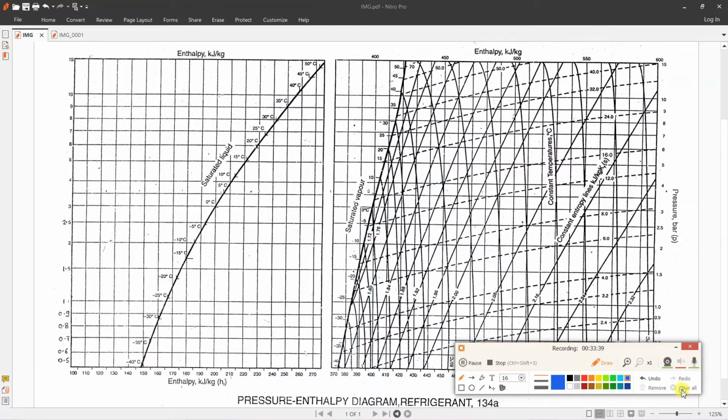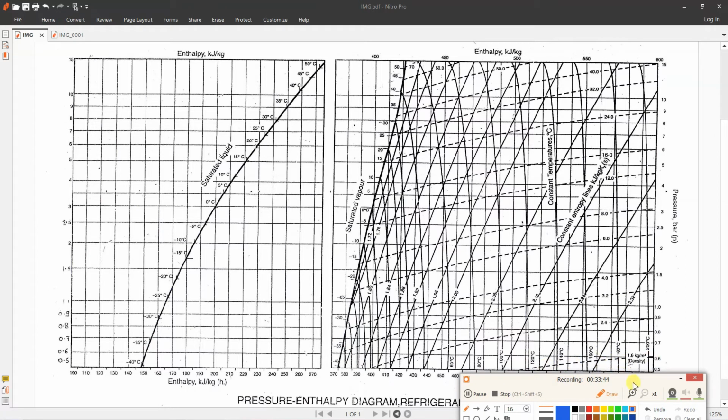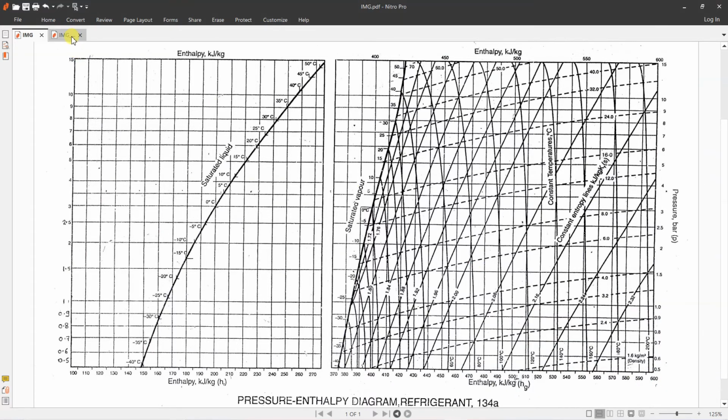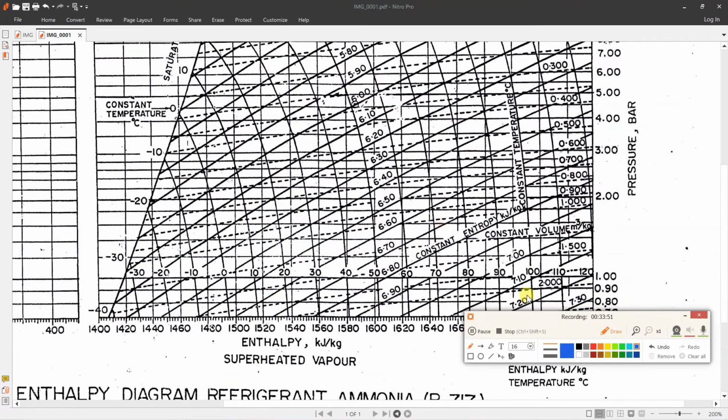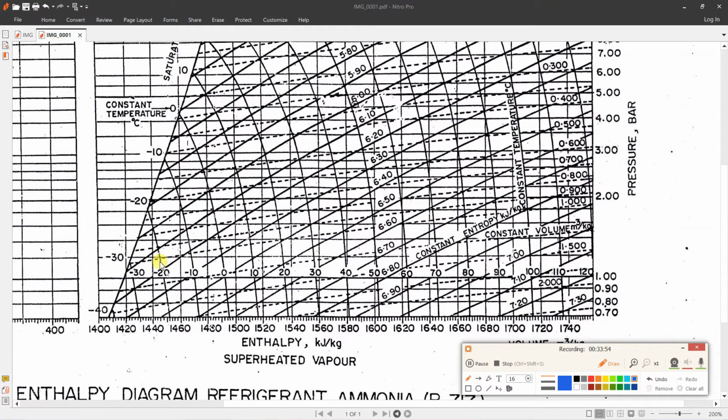Now in case of R134A, these hidden line curves were density. But if you see the ammonia chart, on this ammonia chart we have hidden curves as hidden line. Here you can see this hidden line. If you consider this hidden line, it is written over here constant volume. So for ammonia, whatever the hidden line curves are there, those are constant volume curves. The unit is specific volume, meter cube per kg. But if you see R134A, there we had density.